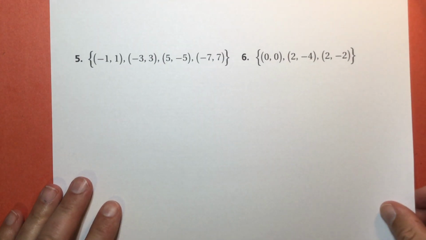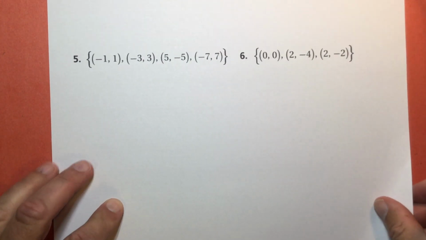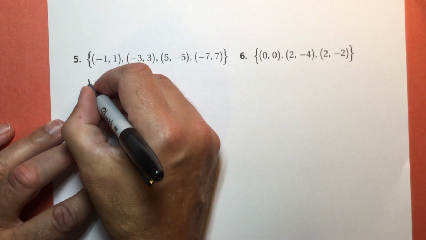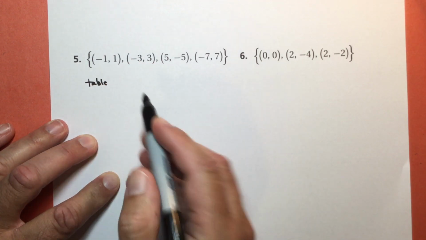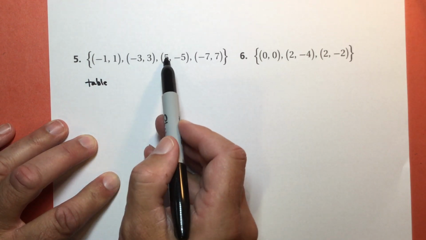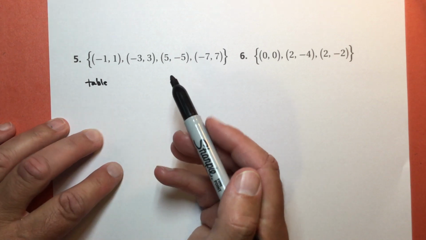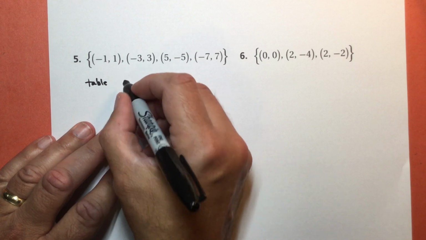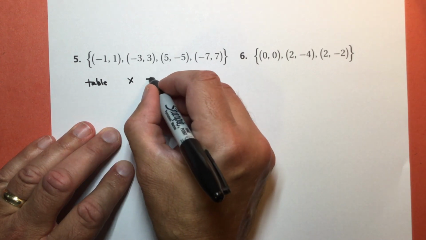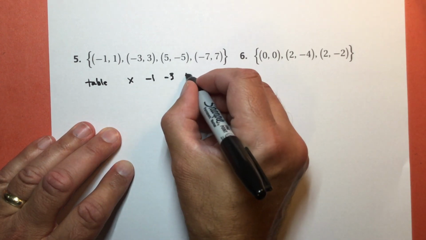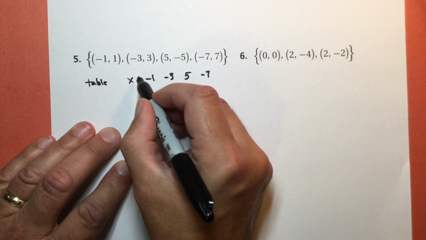Next one, or actually problem 5 and 6. All right, so for the table, my x's are -1, -3, 5, and -7. Note to self, please remember the negatives when I draw the graph. So I get -1, -3, 5, and -7.